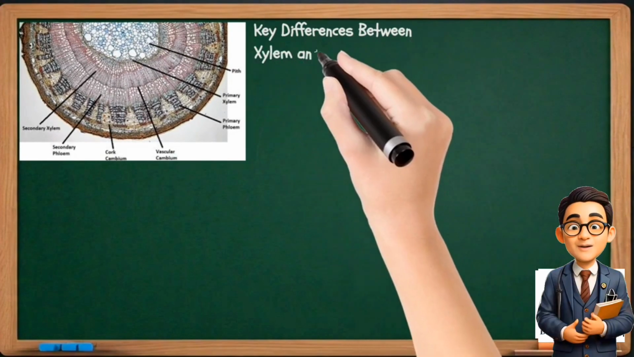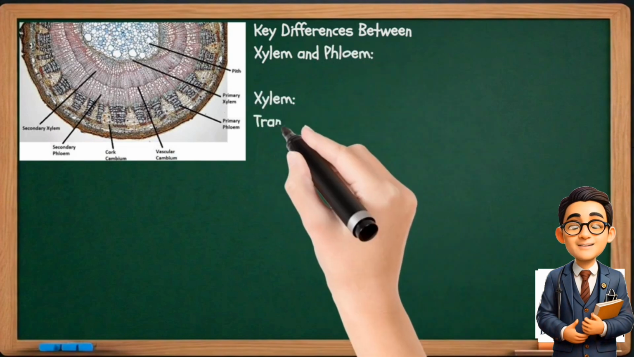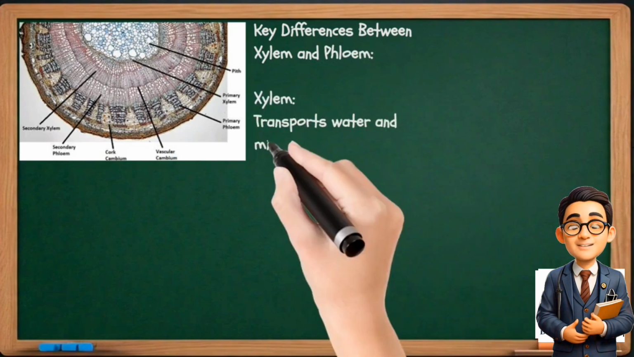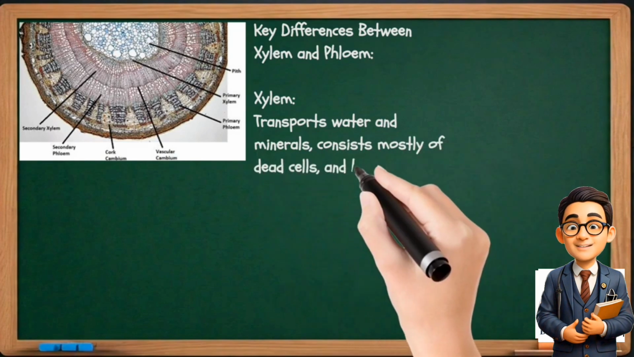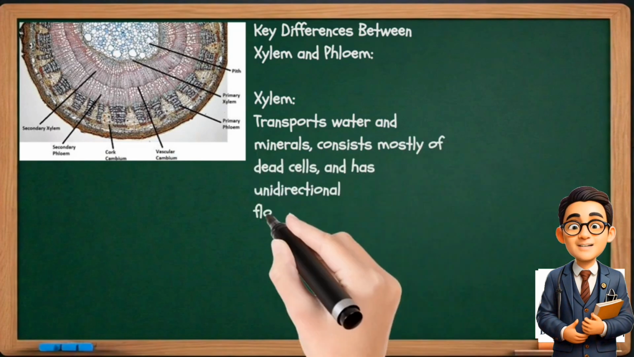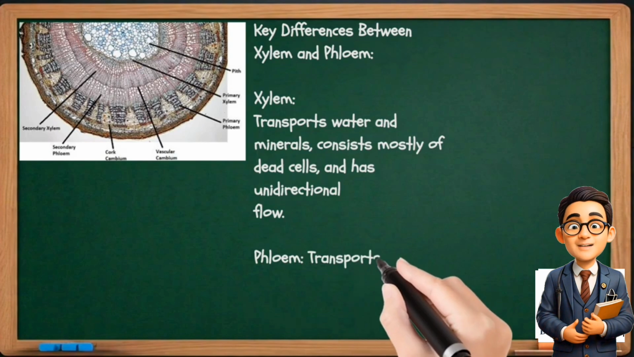Key differences between xylem and phloem. Xylem transports water and minerals, consists mostly of dead cells, and has unidirectional flow. Phloem transports organic nutrients, consists mostly of living cells, and has bidirectional flow.